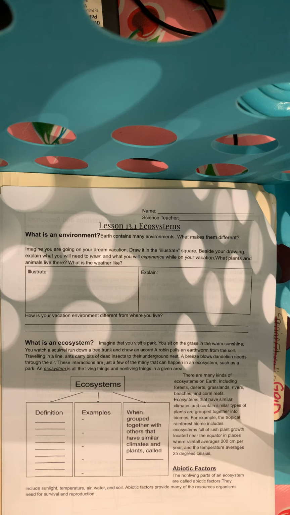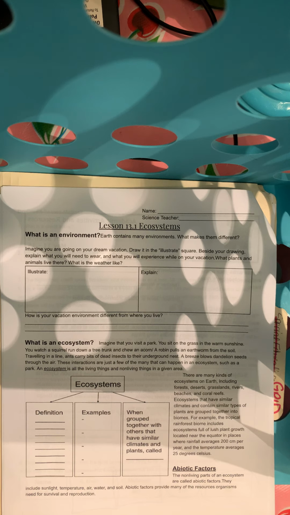There are many kinds of ecosystems on Earth, including forests, deserts, grasslands, rivers, beaches, and coral reefs. Ecosystems that have similar climates and contain similar types of plants are grouped together into biomes. For example, the tropical rainforest biome includes ecosystems full of lush plant growth located near the equator in places where rainfall averages 200 centimeters per year and the temperature averages 25 degrees Celsius.